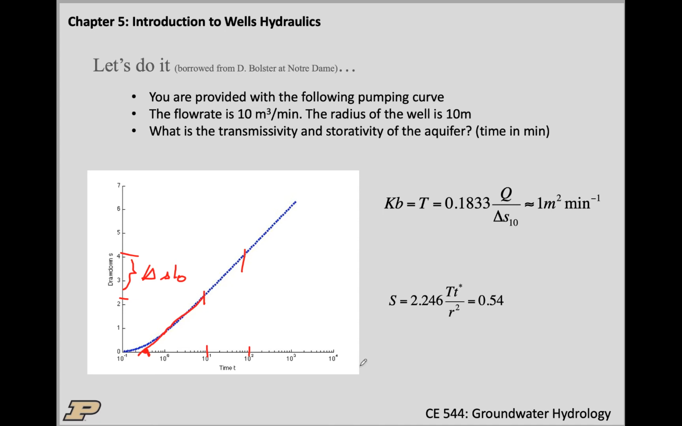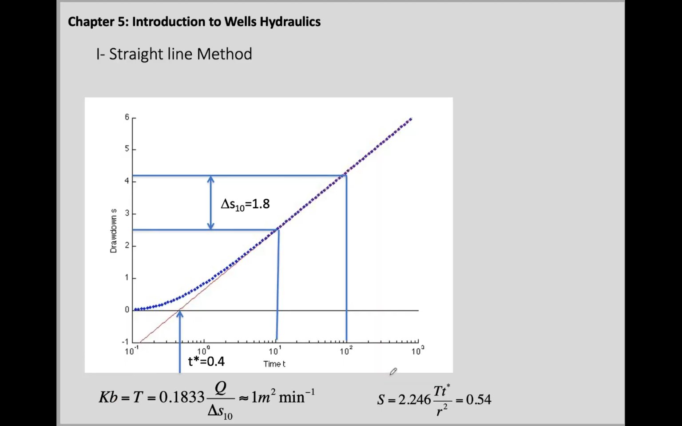So in the next slide, we can actually do this a bit better. So here we have 0.1, 0.2, 0.3, 0.4, here, here. So 0.4 is T star.